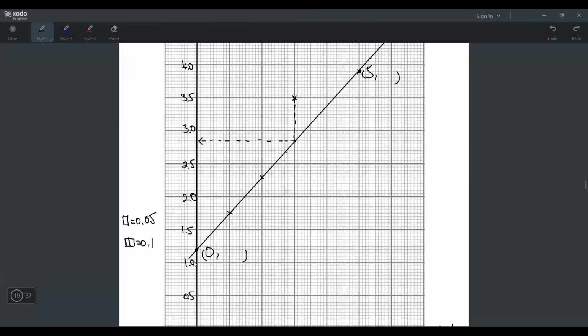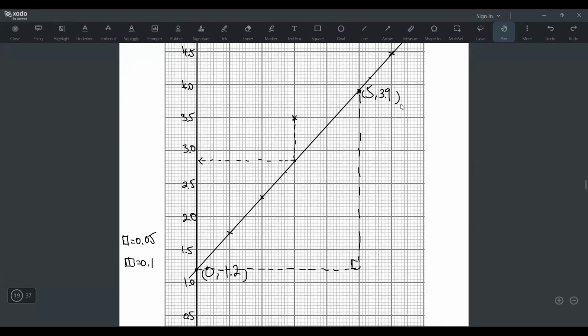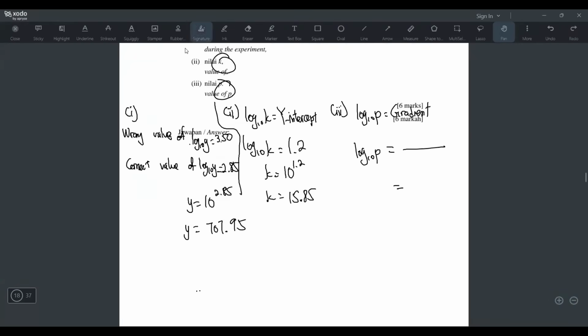Okay, so at 0, my case here is 1.2. And then for this 5, it is 4.0 down 2 boxes, which is 3.9. Okay, so put a dot. All right, now after you do that, you will draw a dotted line, join these 2 points, and it will form a right angle triangle, right? So it will look like this. Then you can use the gradient formula to find the gradient. So the formula is y minus y over x minus x. So 3.9 minus 1.2 over 5 minus 0.